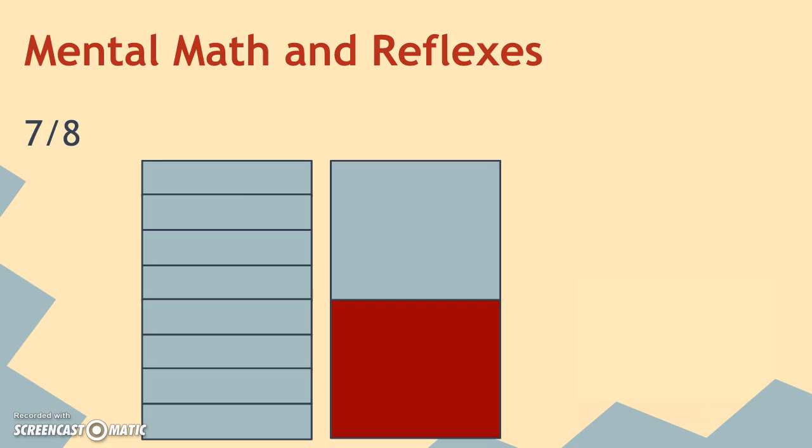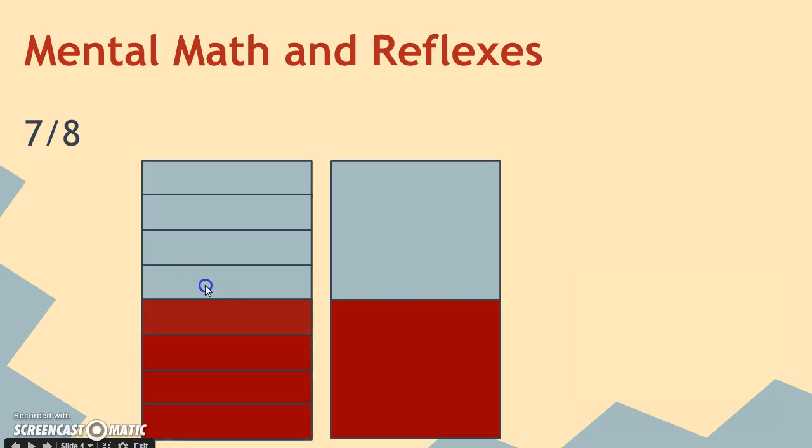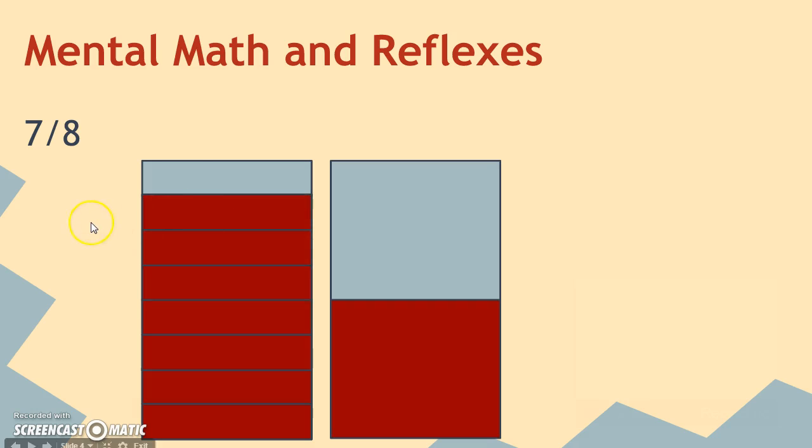Hopefully you've had time to pause and you found out that when you fill in 1, 2, 3, 4, 5, 6, 7 of the segments that you're ending up with 7/8 being greater than 1/2. Moving on.